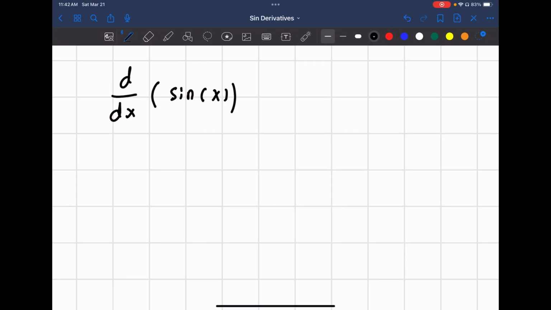In this video, we will be talking about finding the derivative of a function with the term sine in it. So in the first example, we see that we have d over dx of sin x.